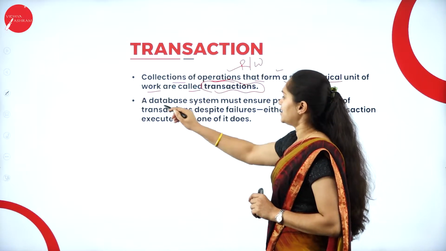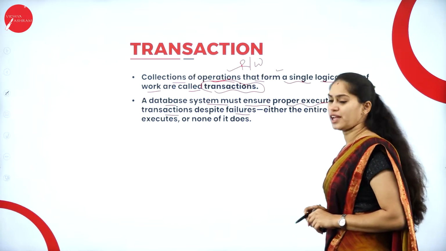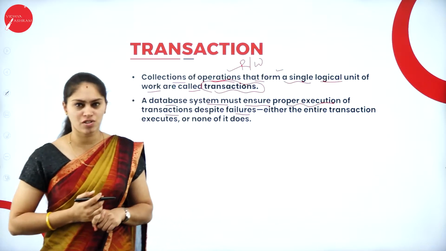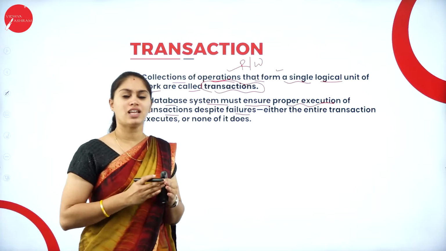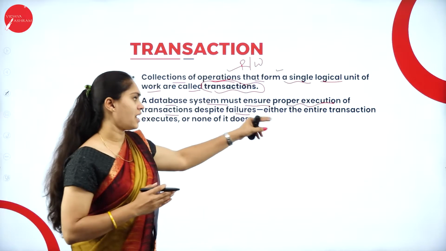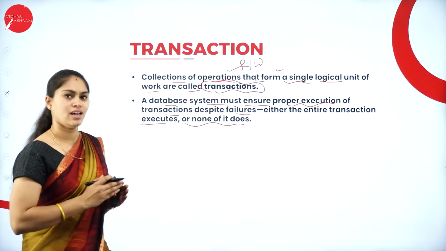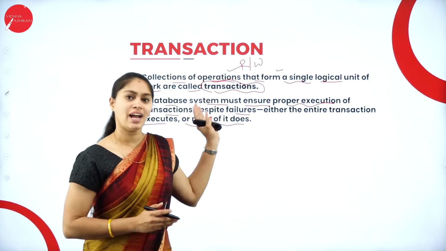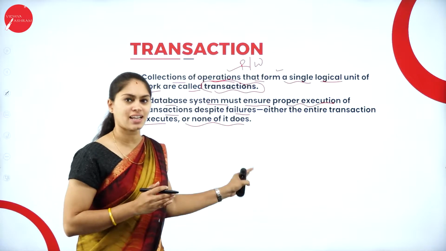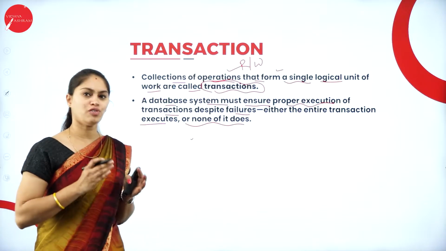As I told earlier, the database system must ensure proper execution of a transaction despite failures. When we are performing any transaction, the database must ensure that the transaction is without failure, so that the transaction is successfully completed. Either the entire transaction needs to be executed or none of it should be executed. It should not get stuck in between. That is what we are analyzing from this statement. So this is the definition of transaction.